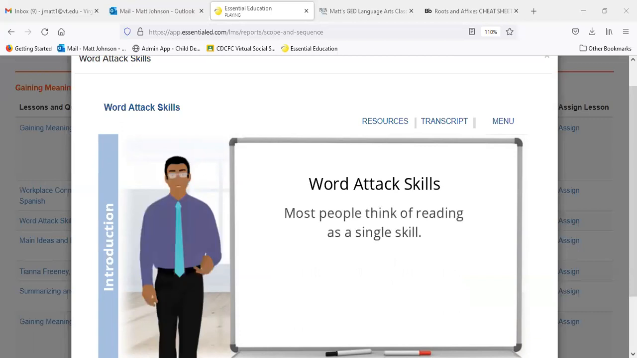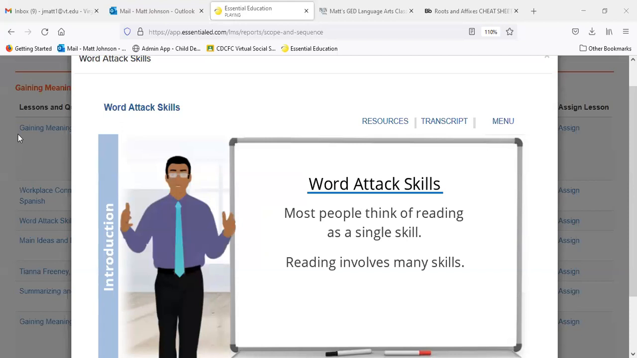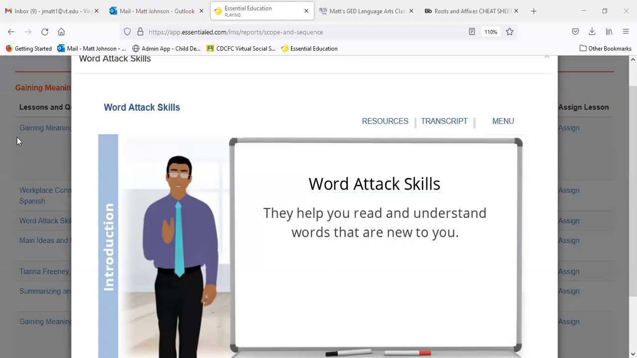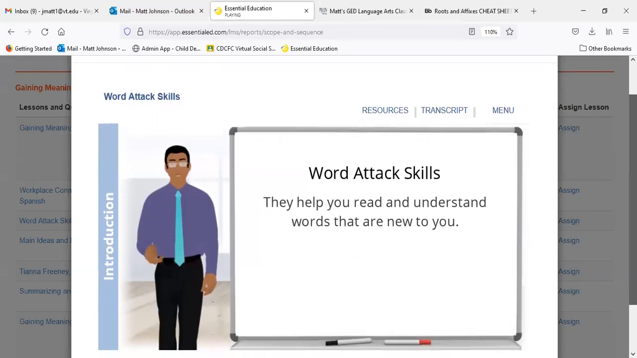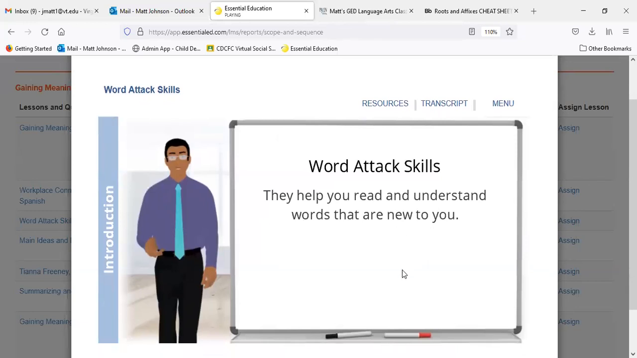Most people think of reading as a single skill. You either know how or you don't. Really, though, reading involves a whole bunch of skills, all working together. This lesson focuses on a group of reading skills called word attack skills. Word attack skills help you read and understand words that are new to you. I'm talking about words you've never seen before. These skills help you both understand the reading and read with greater fluency. Fluent readers use word attack skills to figure out words or how well they read. They hesitate less. When a fluent reader reads aloud, they don't even sound like they're reading. Their voice sounds more natural, like someone talking to a friend or a coworker.